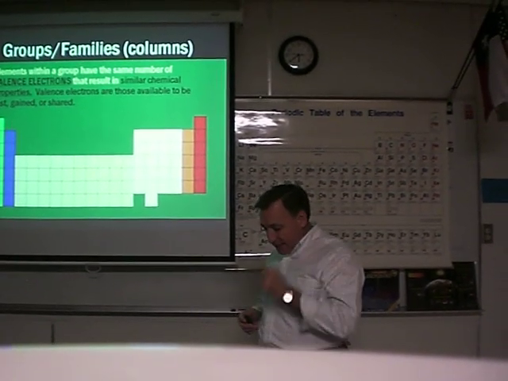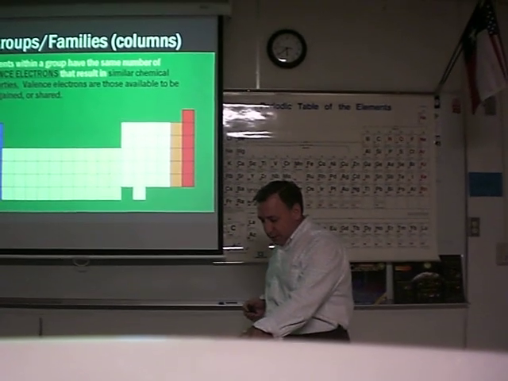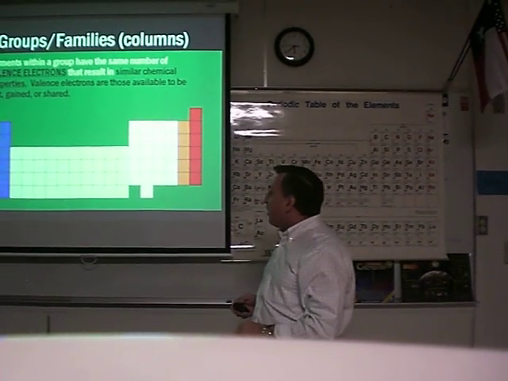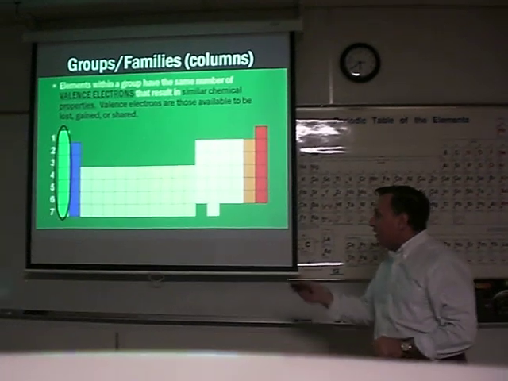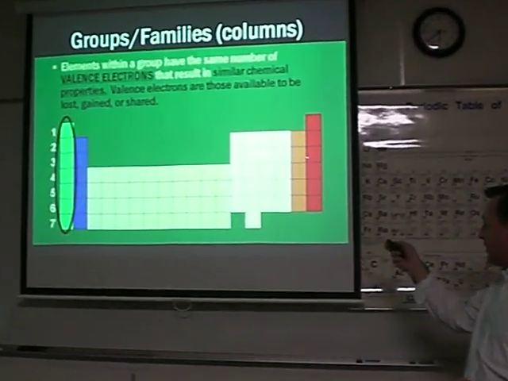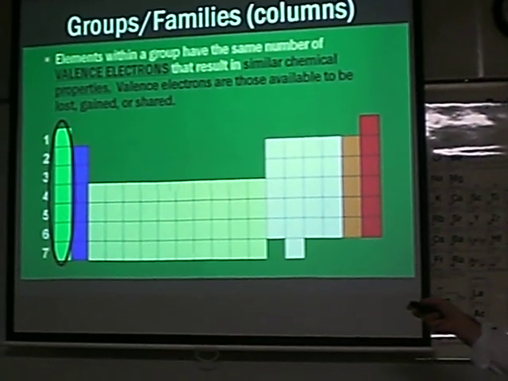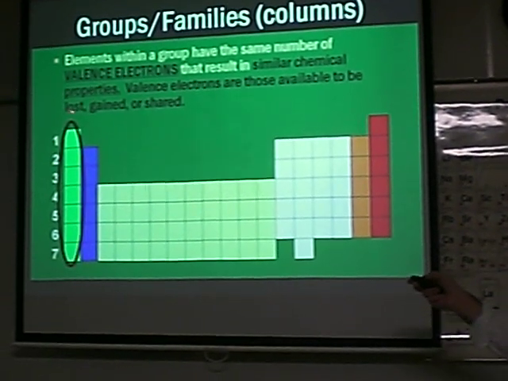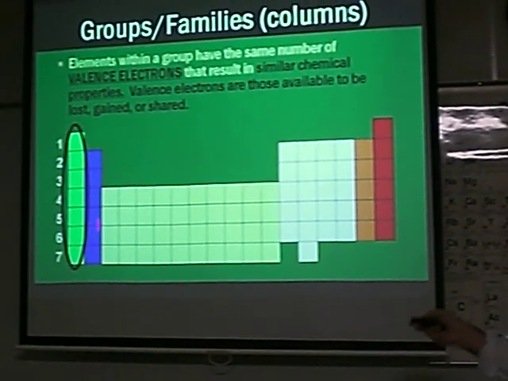All right, we're on number 6 now. You should know the difference between periods and families or groups. Remember that a period is this here. A period goes across like this. A family or a group is going to come up or down, up and down just like that.